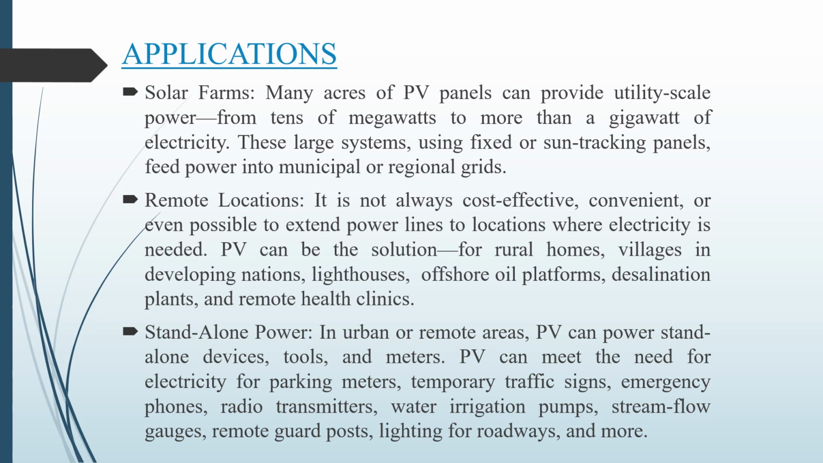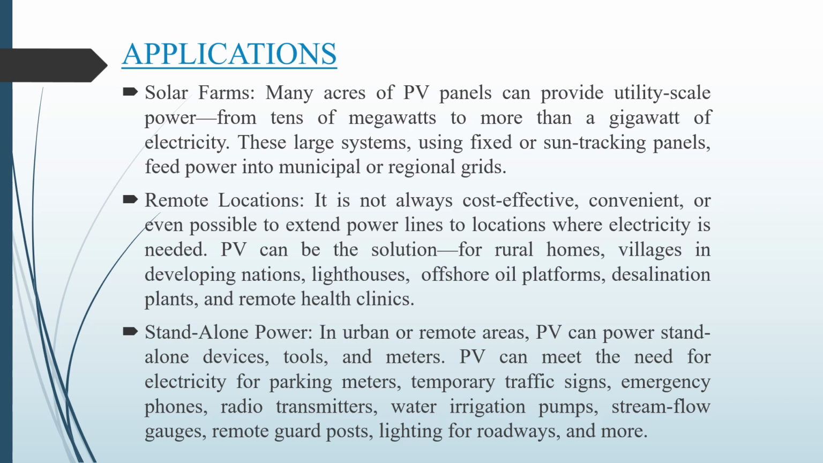Solar photovoltaic system has applications in solar farms. That is, many acres of photovoltaic panels can provide utility scale power from tens of megawatts to more than gigawatts of electricity. These large systems using fixed or sun tracking panels feed power into regional grids. Remote locations. It is not always cost-effective, convenient, or even possible to extend power lines to locations where electricity is needed.